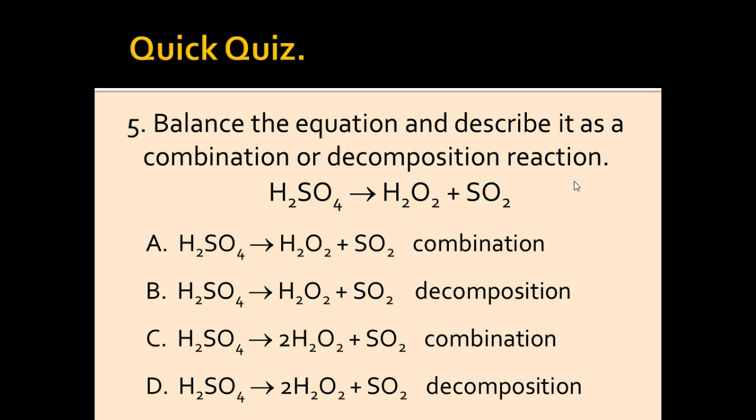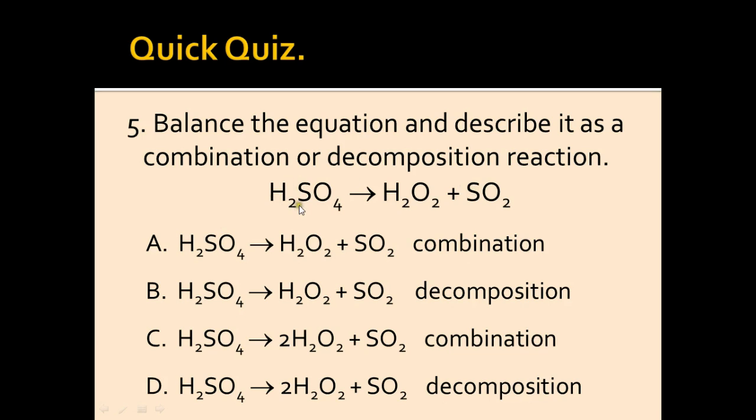Balance this equation, and describe it as a combination or synthesis or decomposition reaction. And so we have H2SO4 yields H2O2 and SO2. Here we can do the first step. We have to balance this equation. So is this balanced? First we have to count the number of atoms on each side.